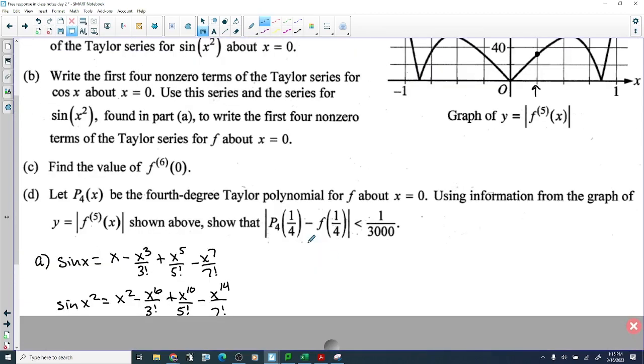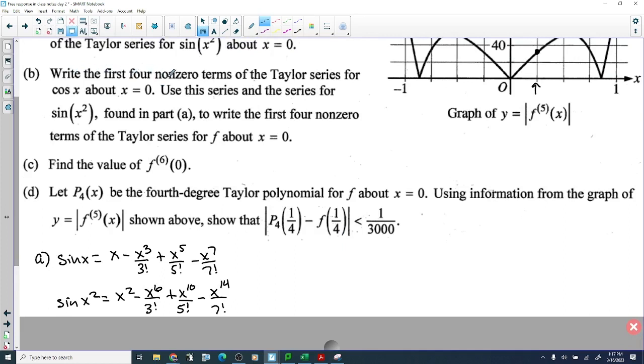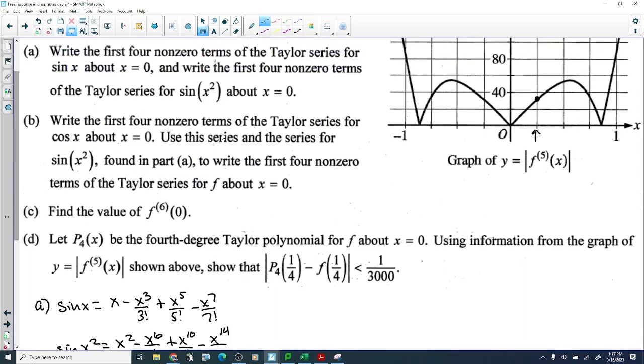All right, the next is B. B, write the first four non-zero terms of the Taylor series for cosine of x about x equals 0. Use this series and the series for sine of x squared found in part A to write the first 4 non-zero terms of the Taylor series for f about x equals 0.